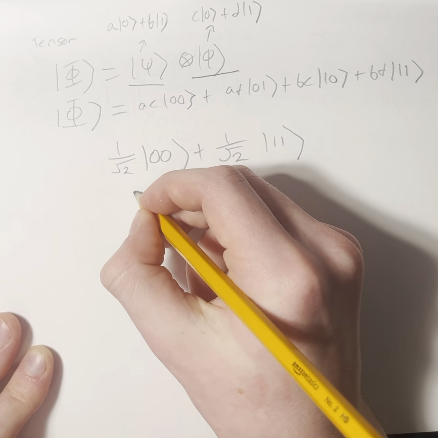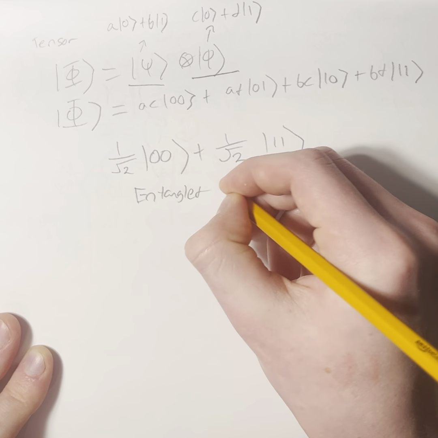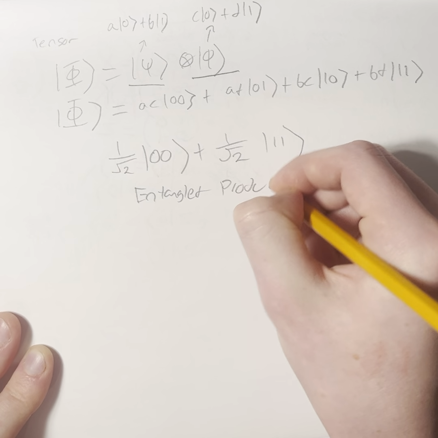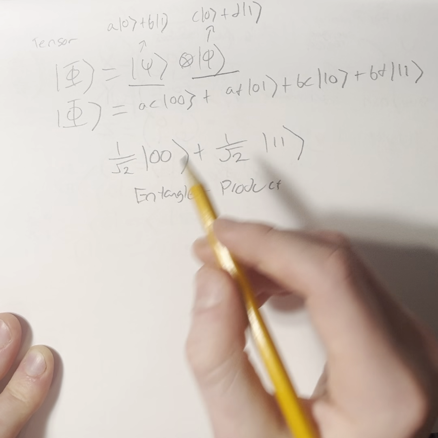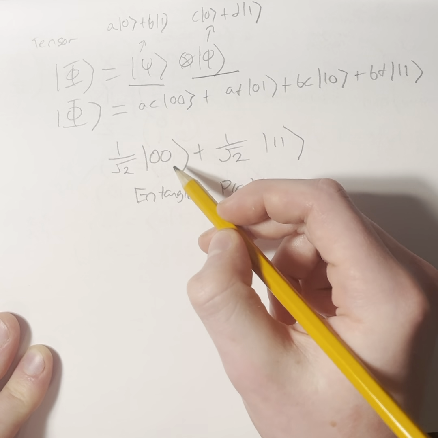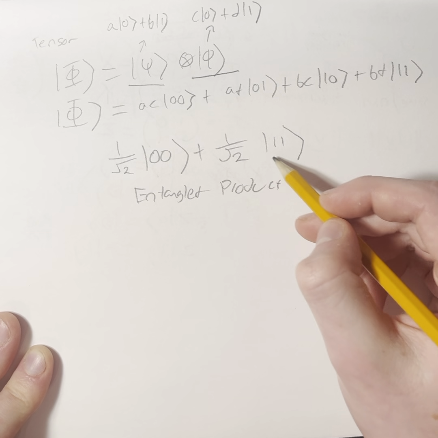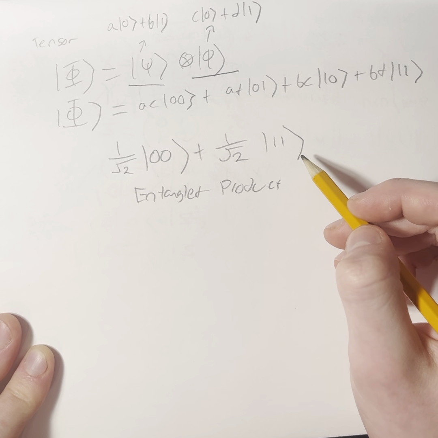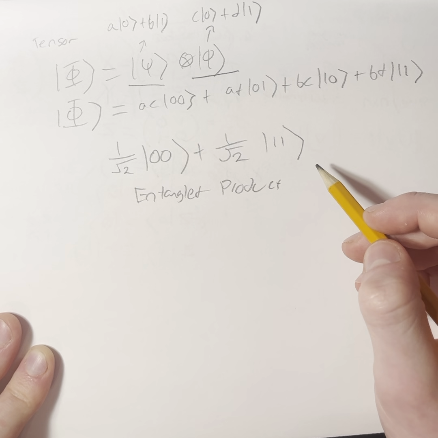Mathematically, we call this an entangled state. Now, this is a basic example of an entangled state, where if we measure one qubit as 0, then the second qubit is necessarily 0. And if we measure one qubit as 1, then the next qubit is necessarily 1. And we have a 50% probability of getting either one of those.